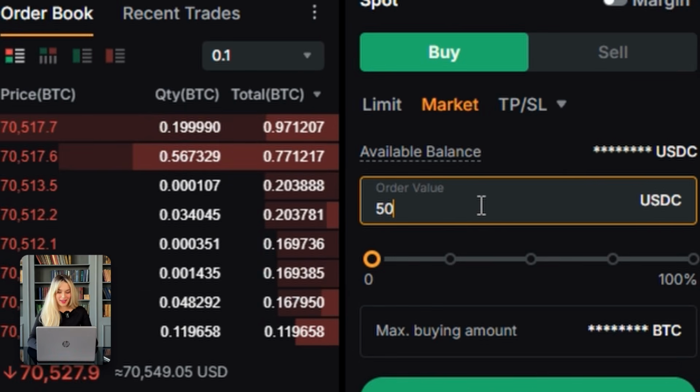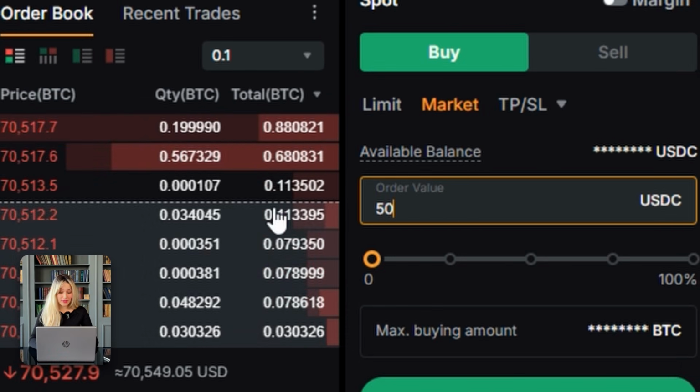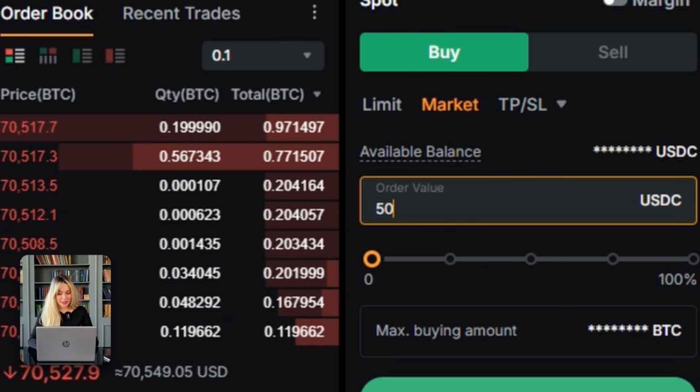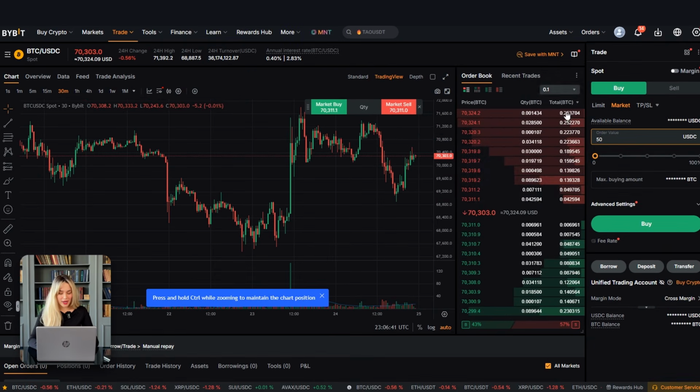Let's place one. Enter the amount, for example, 50 USDC. Click Buy BTC and confirm. The trade executes immediately, and your Bitcoin appears in your balance.